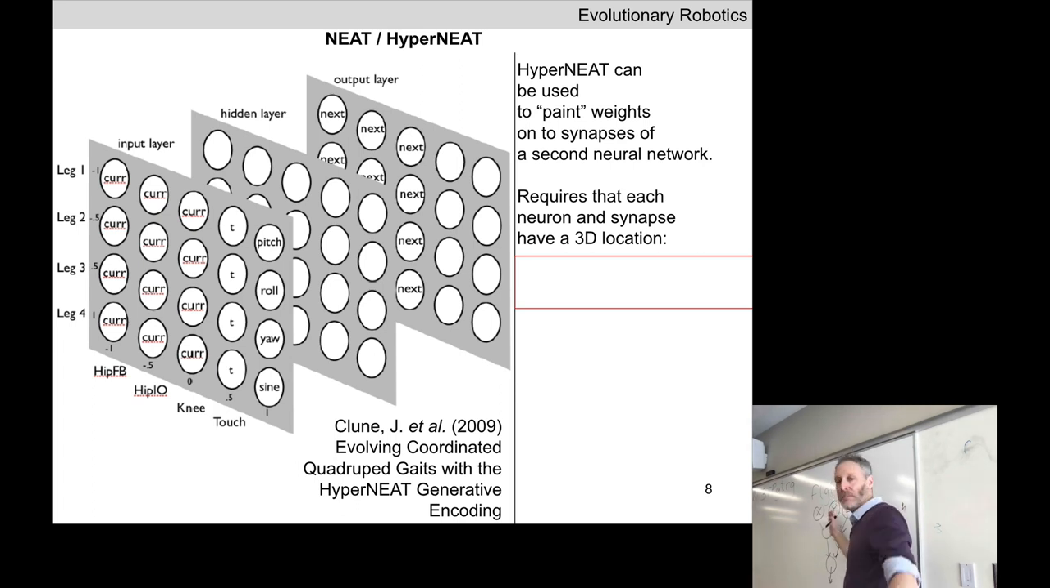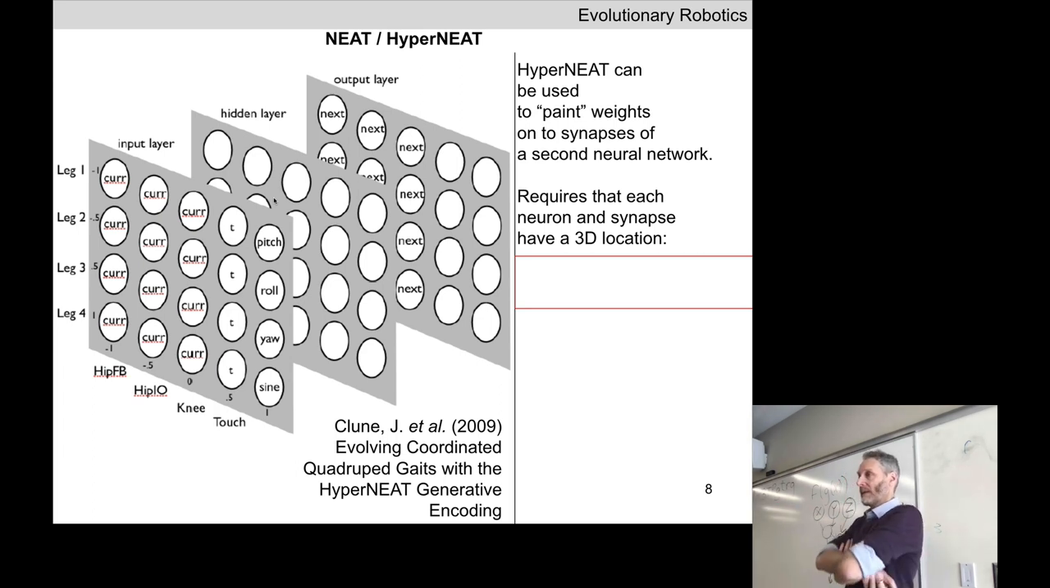We take the same CPPN, we take the XYZ coordinate of another synapse in the same neural controller, paint a weight onto it, and our single CPPN has constructed a neural controller for the simulated robot.